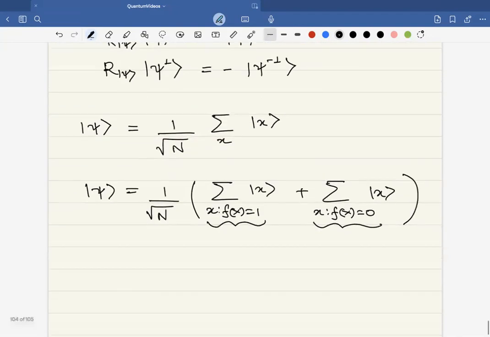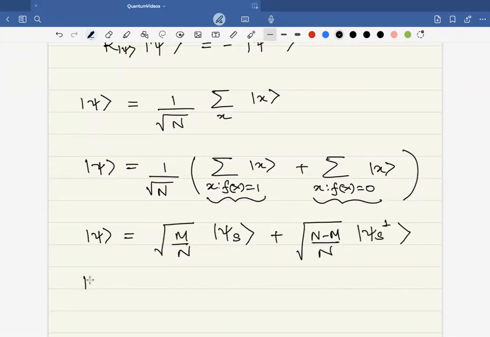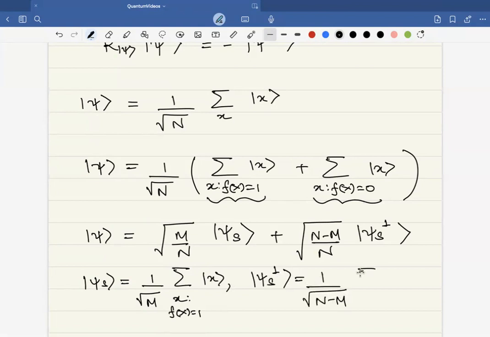So let me rewrite this psi in a different way. So I can write psi as square root of m over n psi s plus square root of (n minus m) over n psi s perp, where psi s is 1 over square root of m summation over x, f of x is equal to 1, x, and psi s perp is equal to 1 over square root of (n minus m) summation over x, f of x is equal to 0, x.